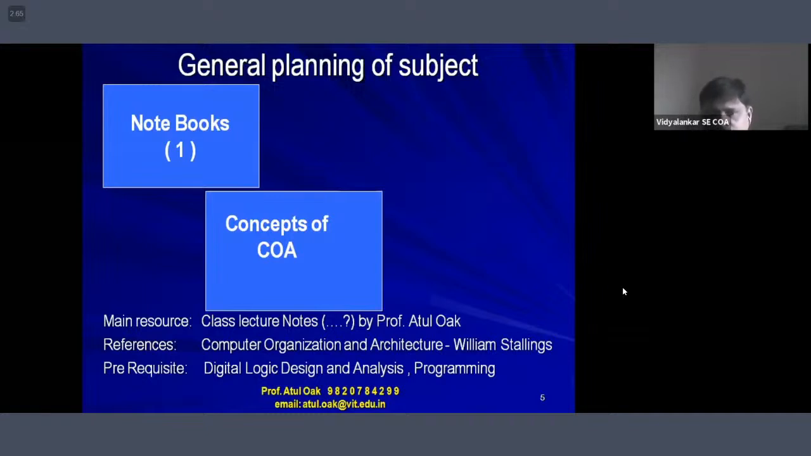That is a very surprising part, because if you see module 1, you will find that there are some basic concepts of digital logic design, and on top of that, this subject has been developed or designed. So this is the general planning about the subject. I hope everybody has understood, and there are no major queries about this planning, and everybody will agree that this is the best planning we can do.